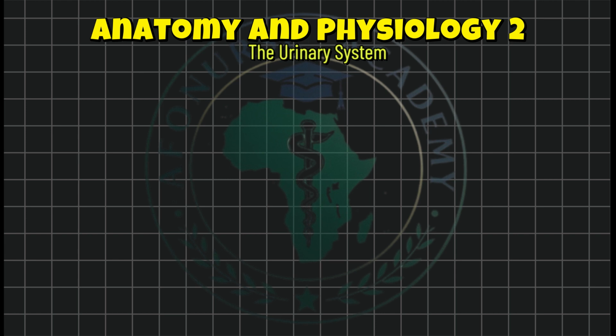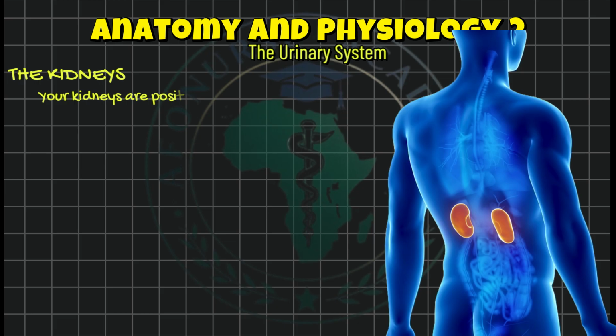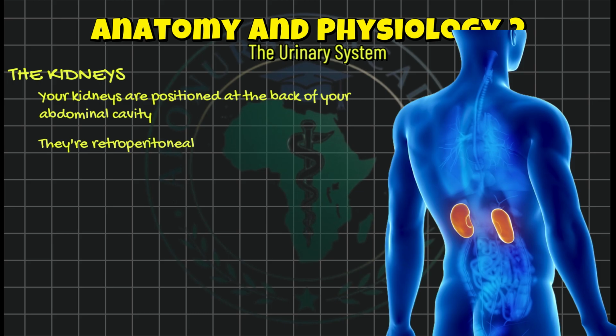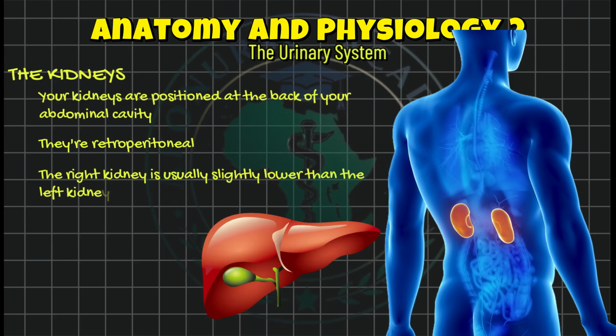Let me paint you a picture of where everything is located. Your kidneys are positioned at the back of your abdominal cavity, 1 on each side of your spine, roughly at the level of your lower ribs. They're retroperitoneal, which means they sit behind the peritoneum. That's the membrane that lines your abdominal cavity. The right kidney is usually slightly lower than the left kidney because the liver, which is a large organ, sits above it and pushes it down a bit. This is actually important to know when you're examining patients or looking at imaging studies.